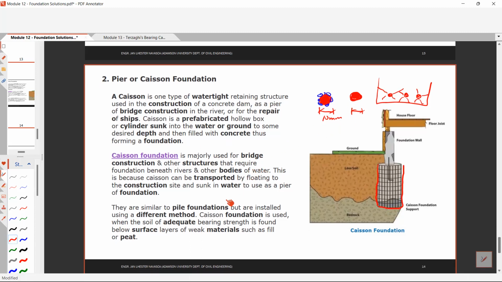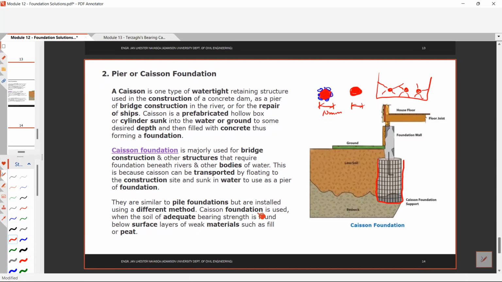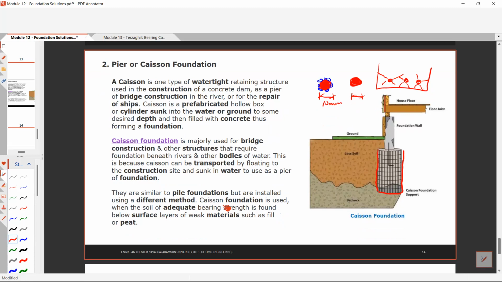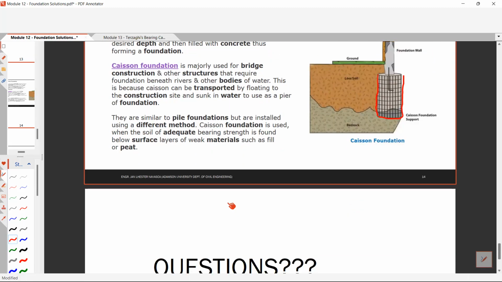Okay? So they are similar to pile foundations but are installed using a different method. Caisson foundation is used when the soil of adequate bearing strength is found below the surface layer of weak material such as fill or peat. Okay, so that is the difference between the shallow and the deep foundations, and also their common subtypes, yung mga common types of shallow and deep foundations.